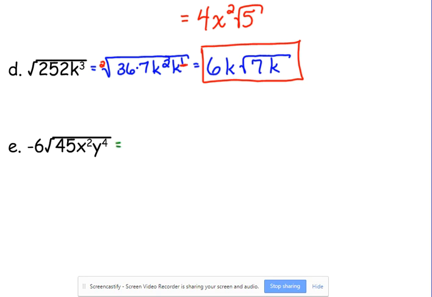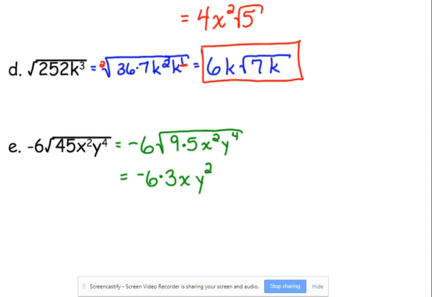Okay, let's do one more here. Leave the negative 6 in front. 45 is 9 times 5. I'm not going to rewrite these because they're even numbers, so I'm just going to evaluate them as I go. Okay, the square root of 9 is 3. 5 is not a perfect square, so it stays under. Square root of x squared is x. The square root of y to the 4th. Divide 4 by 2 and get 2.